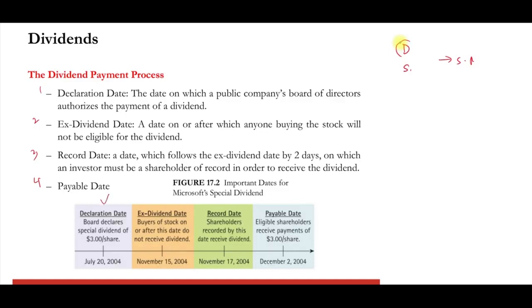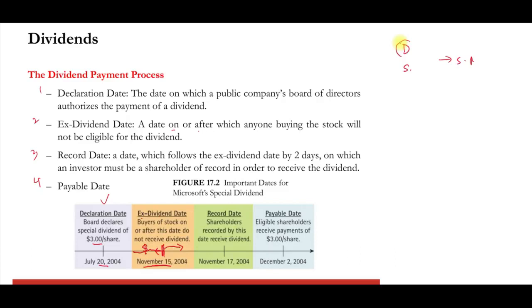It means that dividends are approved. For instance, the board declares that a special dividend of $3 per share will be paid, so that's the declaration date. After that, the ex-dividend date is a date on or after which anyone buying the stock will not be eligible for the dividend. It means before November 15, anyone who has the company share will receive the dividend, right? But anyone who buys the stock on this day or after is not going to receive any dividend. So that's called the ex-dividend date. If an investor buys a stock on or after this date, he is not going to receive the dividend that the company has declared. Before this date, whoever has the stock will receive the dividend.